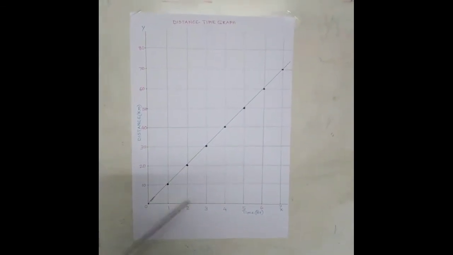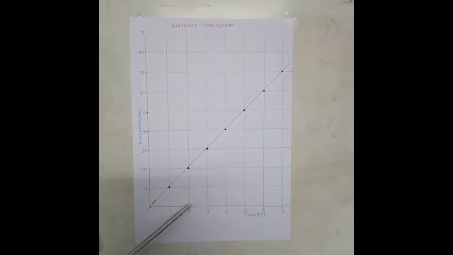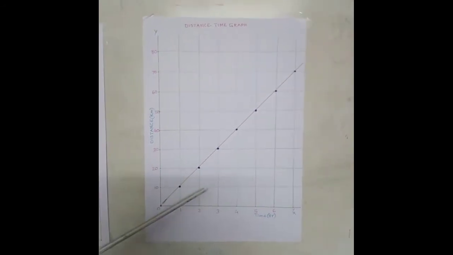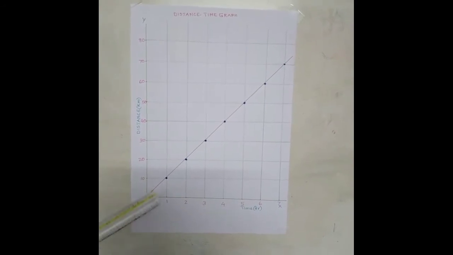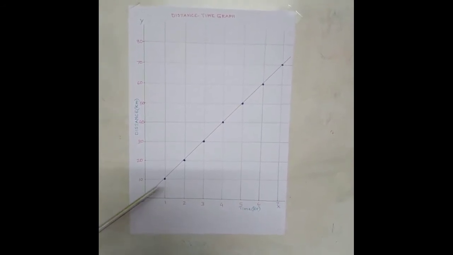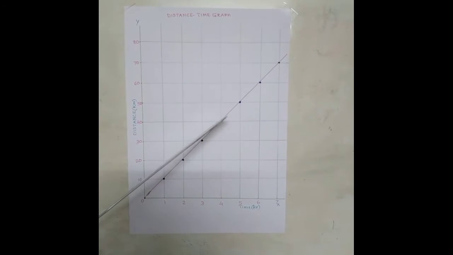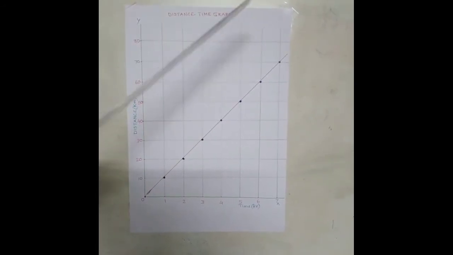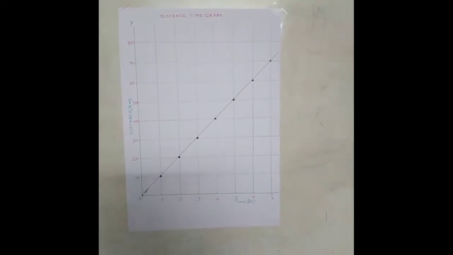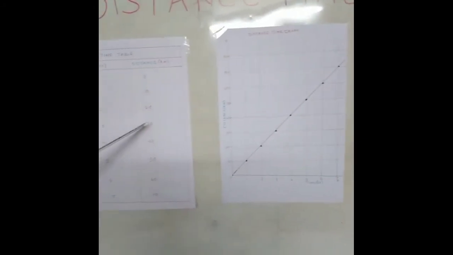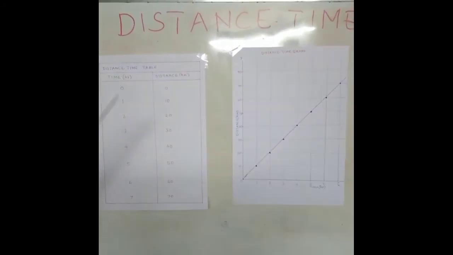inclined to the x-axis. Inclined to the x-axis means making an angle with the x-axis. This may be a 42 or 43 degree angle, or maybe 45 degrees. So this is the distance time graph. If the distance time graph is a straight line, as you have seen here, the motion is called uniform motion or uniform speed.